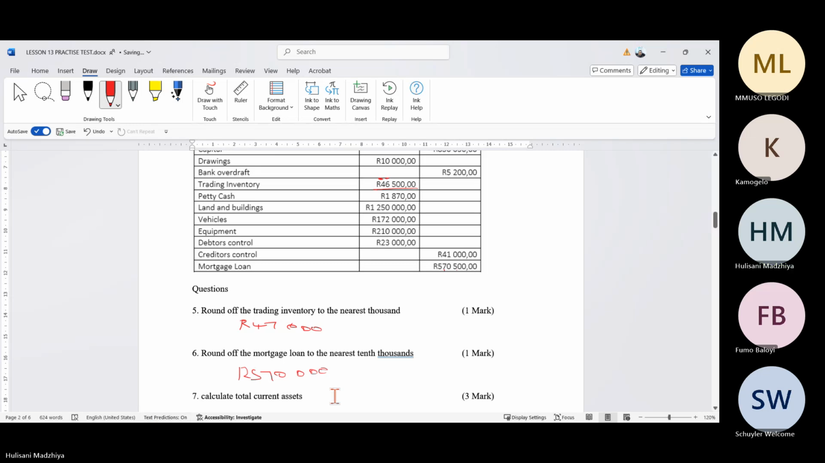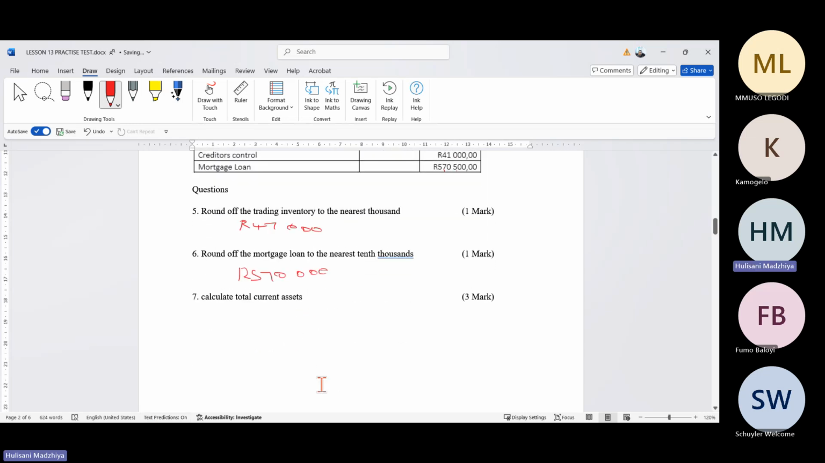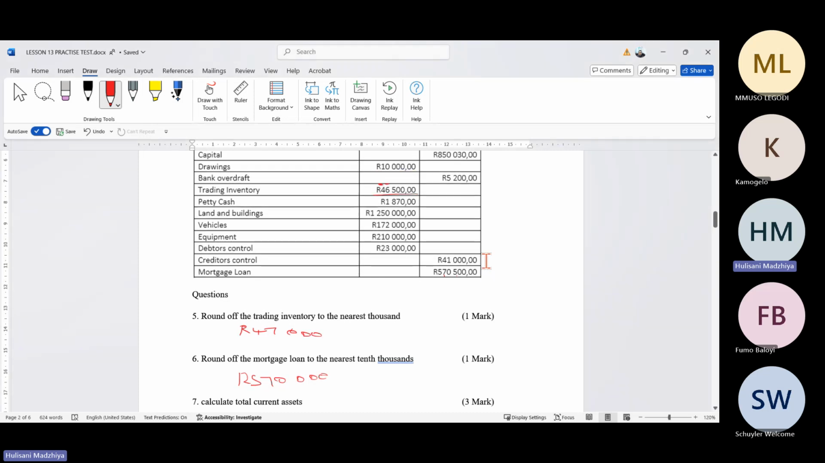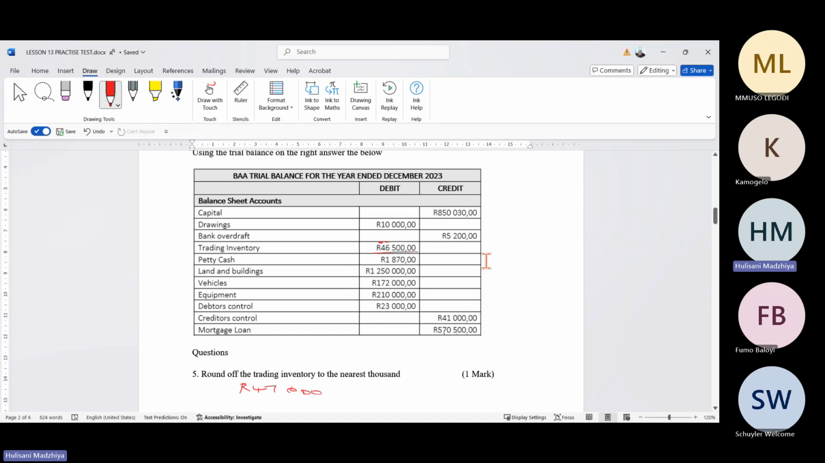And then the third one says calculate the total current assets. So I'm going to ask you one by one to give me your total figures. I'm giving you 30 seconds to calculate that for me. I'm going to scroll up. So calculate the total current assets for me and give me the final figure on the chat section. Everyone, please calculate your current assets and give me the final figure on the chat section.